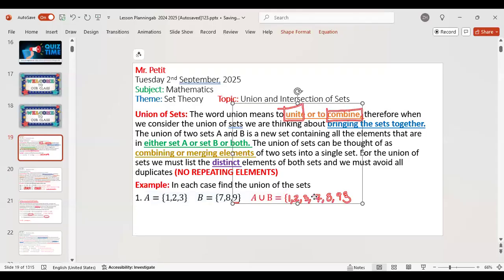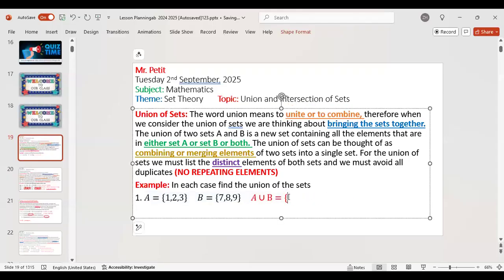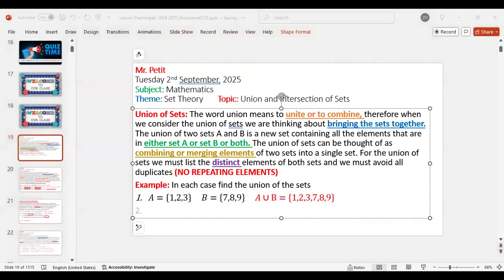So let me put everything together. Y'all could actually do the reaction thingy. So 1, 2, 3, 7, 8, and 9. Close. Okay. So for number 2, let's do number 2.